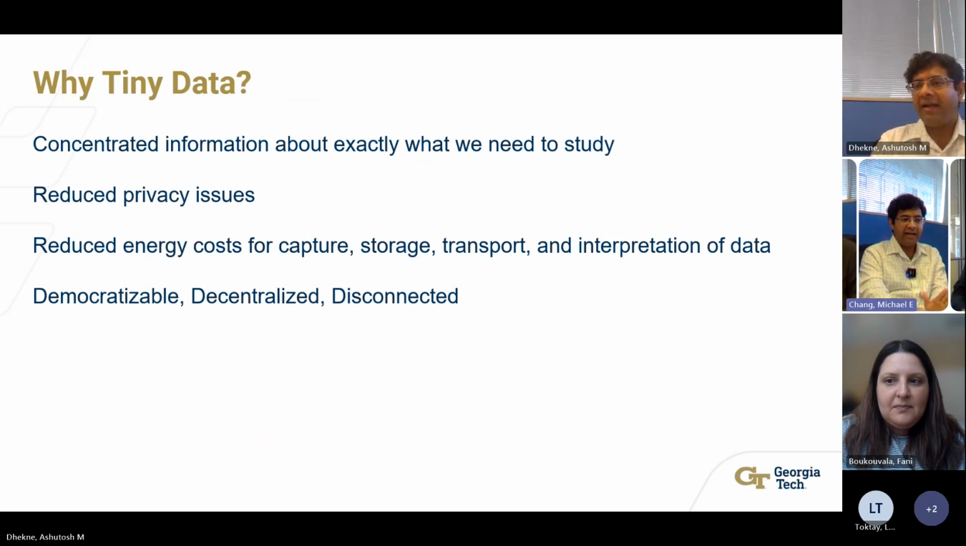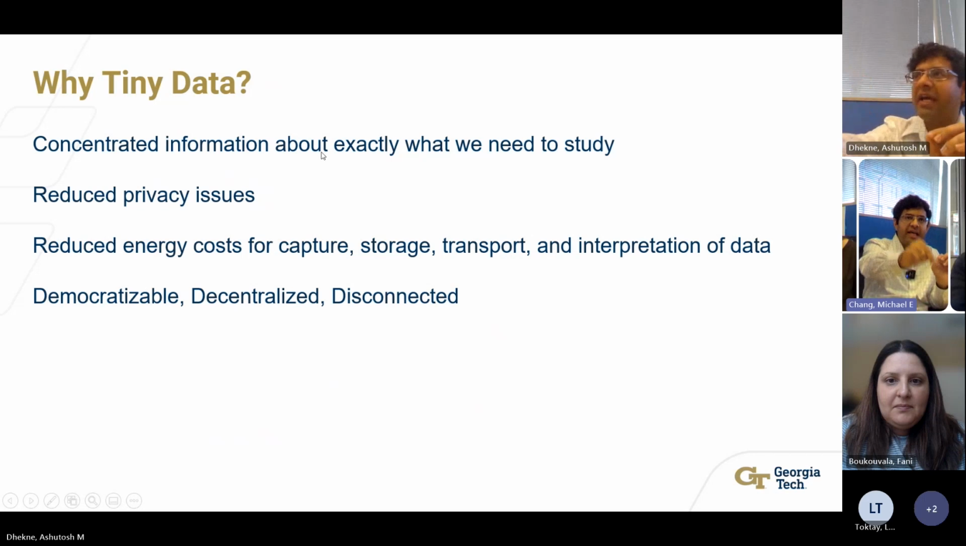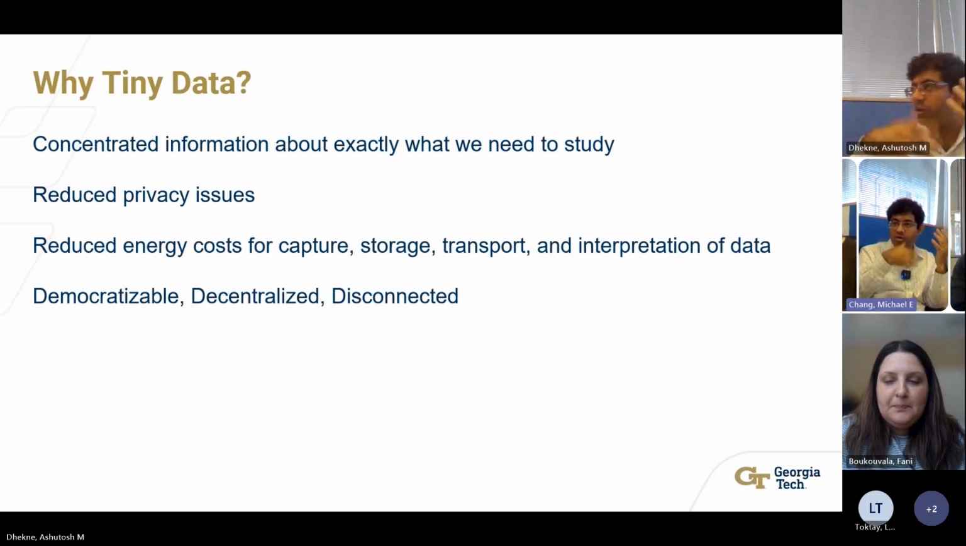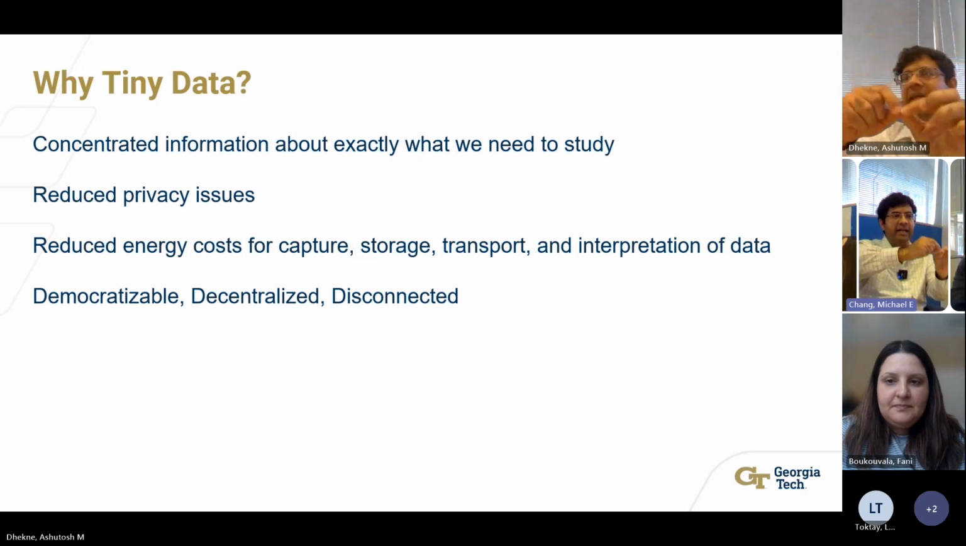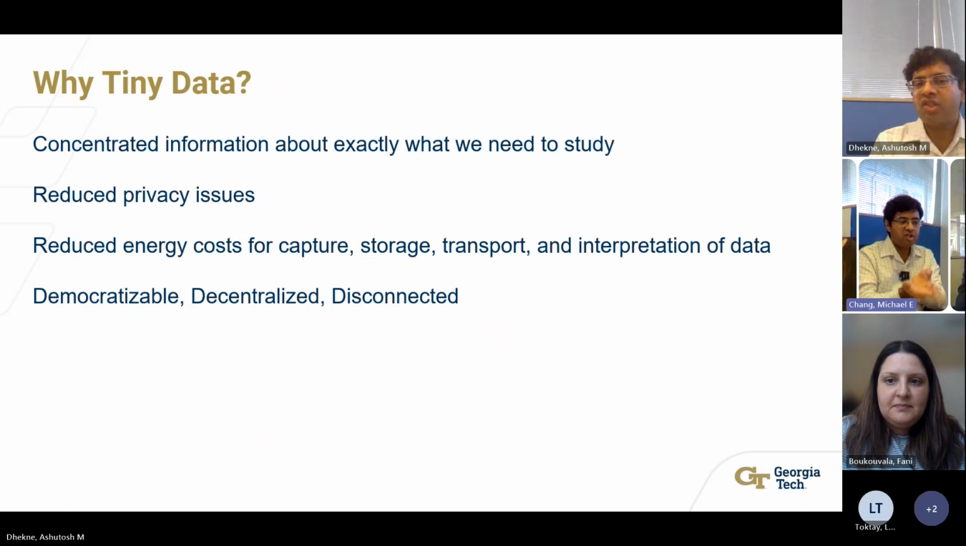And that's why this talk is about tiny data, rather than collecting this huge amount of data and then throwing it away, try to find concentrated ways in which information about exactly what we need to study can be extracted. It reduces privacy issues because you're not getting face information. You're not seeing the face of anybody. You're just seeing that there was some individual tagged by some number or ID who went from here to there. It also reduces energy costs for capture because you're capturing a few bytes.